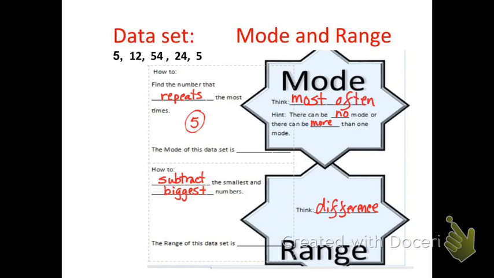So our biggest number is 54. And our smallest number is 5. Please write this on your paper so you have it, okay? When you look back over these, you'll remember what we did. So 54 minus 5 gives us 49. Our range is 49. It's just the difference, or subtracting the biggest minus the smallest. Okay?